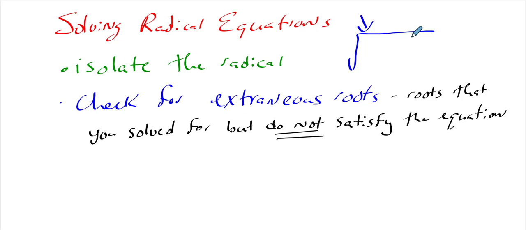And then the second thing that we're going to take into consideration is we're going to check for extraneous roots. Now, extraneous roots are roots that you solve for. You actually got them, you solved them, but they do not satisfy the equation. So anytime you have a radical equation, you're going to have to check your solutions to see if they are viable. Meaning, do they work? Do they satisfy? Does the left side equal the right side, from an equation?